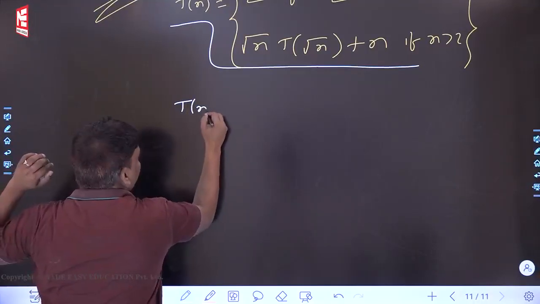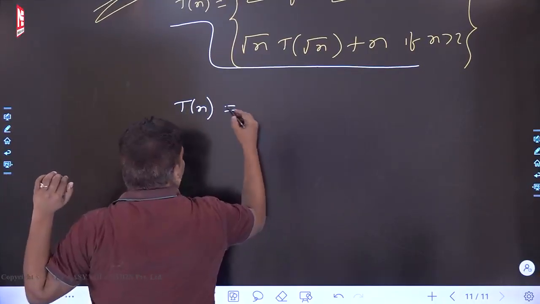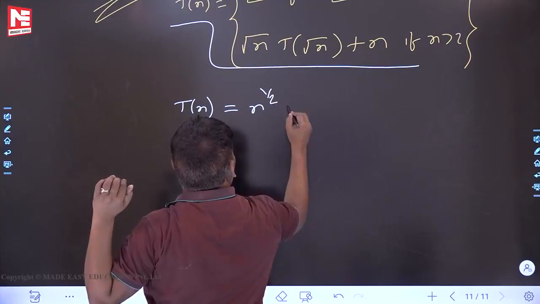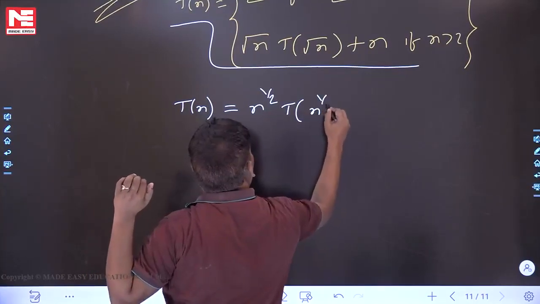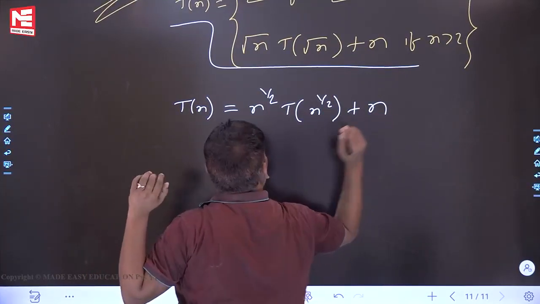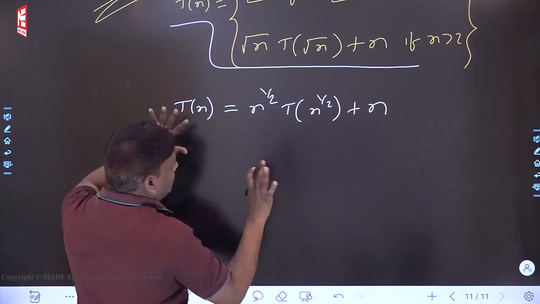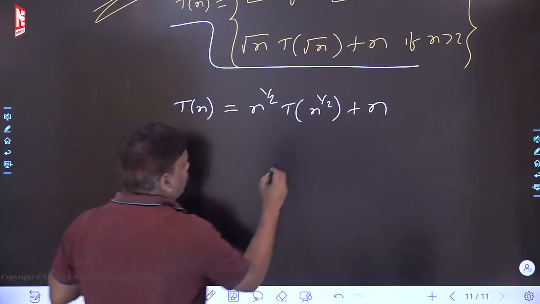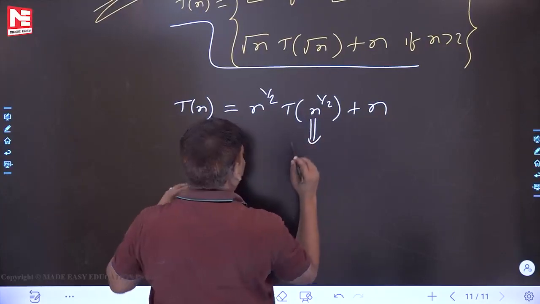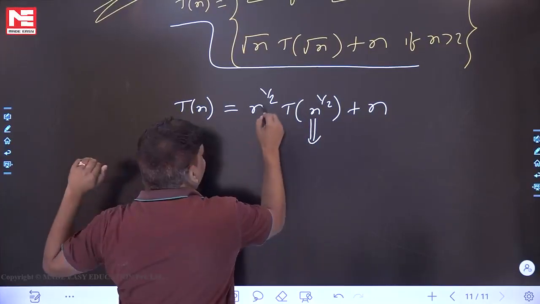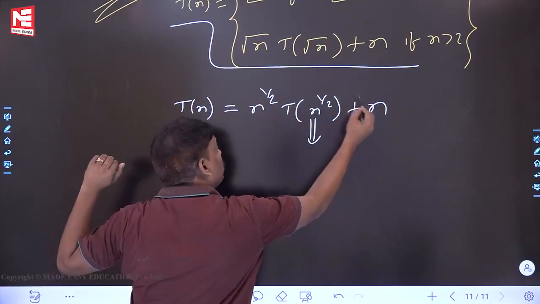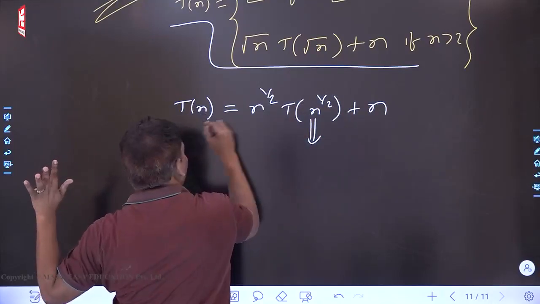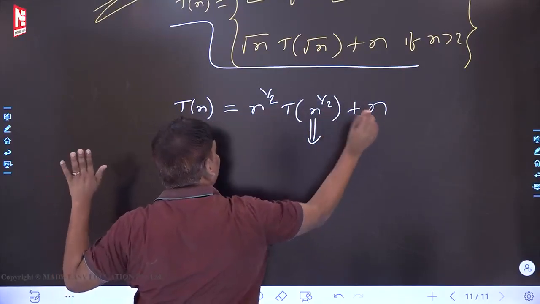See this one: T(n) is equal to n power 1/2 times T(n power 1/2) plus n. This is the T(n) given. Let's do it. What about T(root n)? T(n) is this one. First time root, second time root, third time no root.